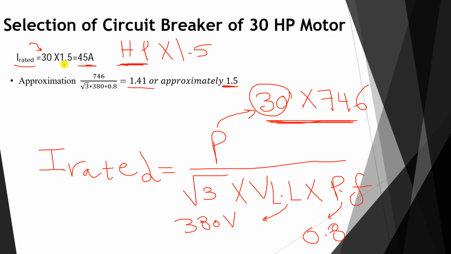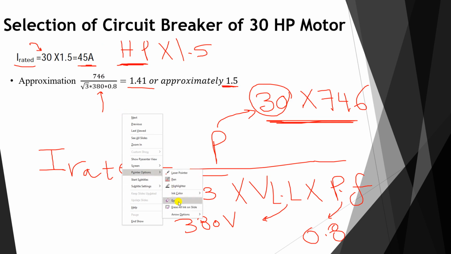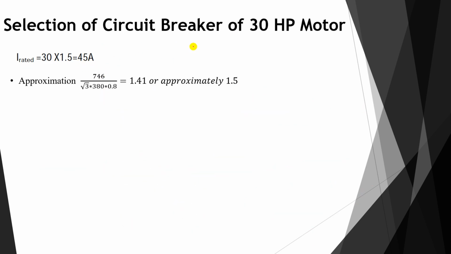Now this value is not constant for all countries, it is dependent on the line to line voltage. According to the line to line voltage, you can have a formula which you can use to convert horsepower to ampere. This is just an example. Okay, so now I have the rated current. How can I select the circuit breaker? Simply take this rated current and multiply it by a safety factor or a derating factor of the circuit breaker. So the circuit breaker current required is the rated current, 45, multiplied by a safety factor of 1.25.